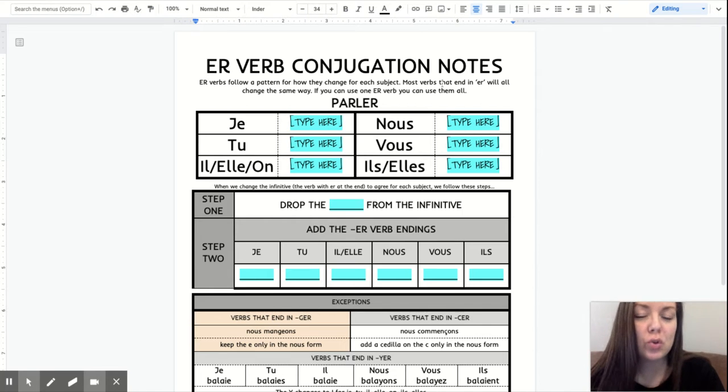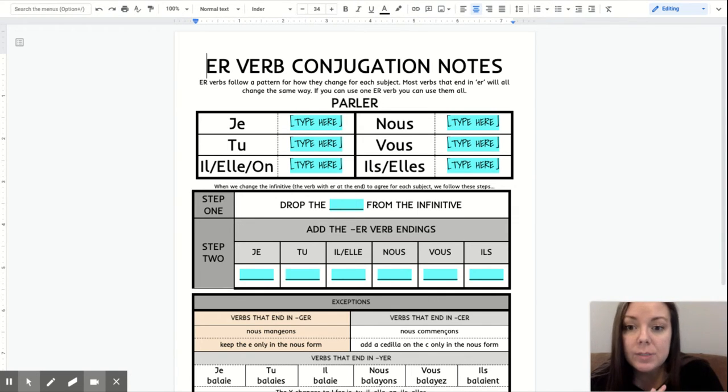Bonjour, bonjour, bonjour. So we have learned how to say all of the infinitive forms of these ER verbs. So to talk, to eat, to swim, to travel. And today we are going to learn how to link those verbs with a person. So instead of just saying to swim, we can say he swims, I swim, y'all swim, we swim.